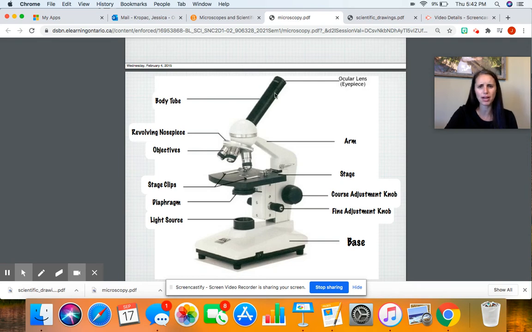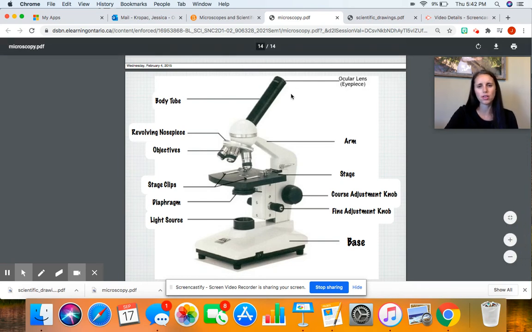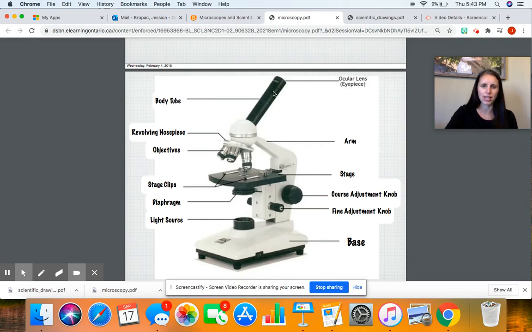And then we have the body tube up here that holds the ocular lens. The ocular lens is on the end, and the ocular lens has a magnification of 10. So you're always doing 10 times your objective lens. So for example, if you are on low power, 4 times, it'd be 10 times 4, which is 40. If you're on medium, it's 10 times 10, which is 100. And then if you're on the highest power, that's 40, so you do 10 times 40, which is 400.